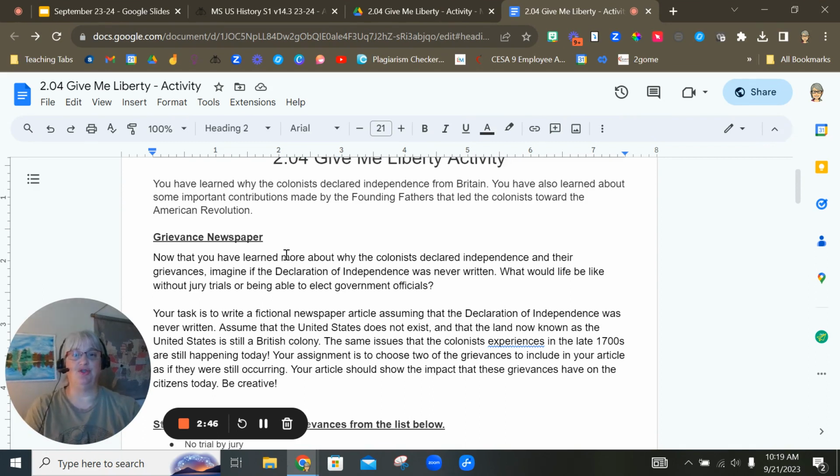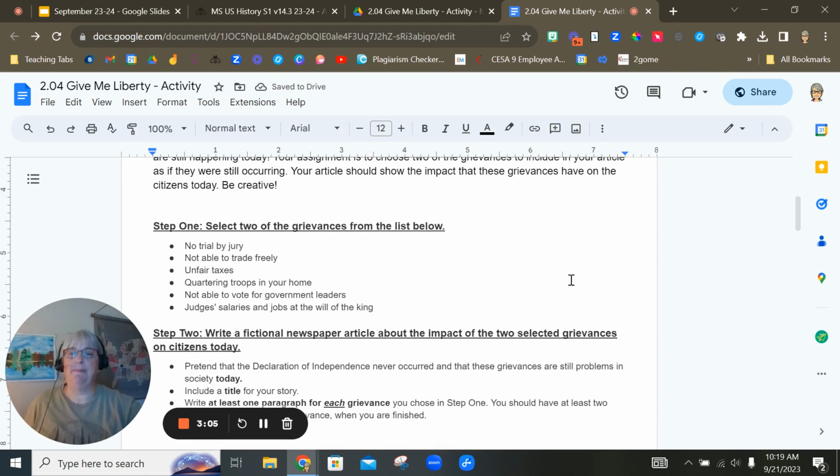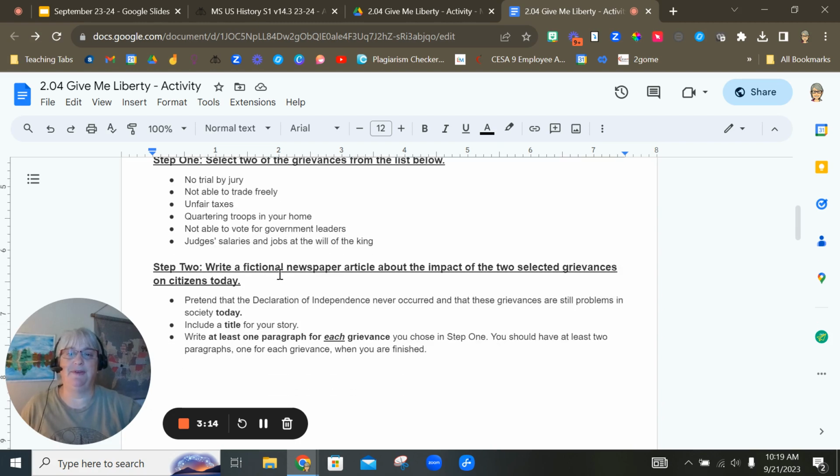Your assignment is to choose 2, count them, 1, 2, grievances, complaints, issues, to include in your article as if they were still happening. Your article should show the impact that those grievances have on the citizens today. Be creative. Let me fix that little typo right there. Step 1, select 2 of the grievances from the list below. You can pick any 2 that you want. Then you're going to write a fictional newspaper article about the impact of those 2 selected grievances.